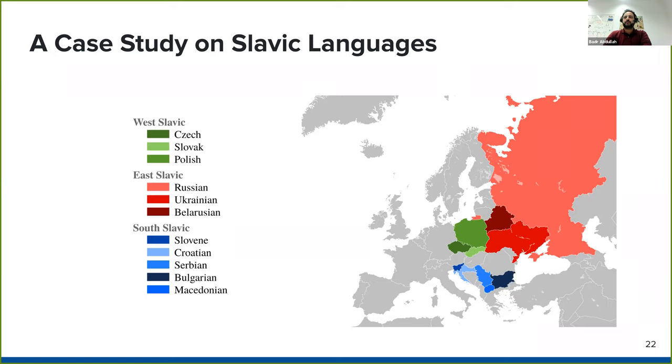So this three-way classification of Slavic languages is also based on phonological factors. But despite that, all of the Slavic languages have a lot in common in terms of their phonological features. So all of them allow complex consonant clusters, and they also have a rich consonant inventory.